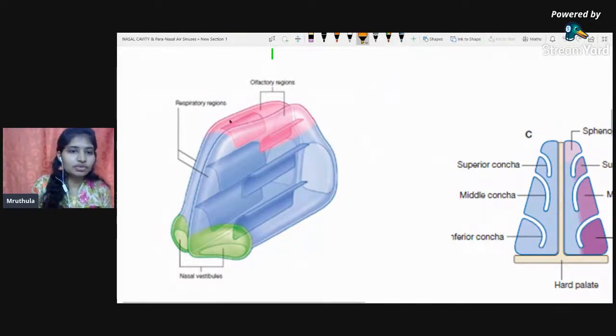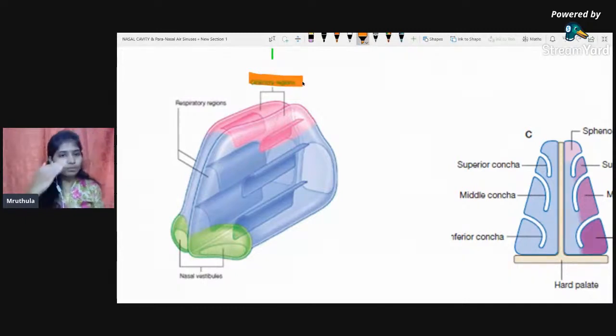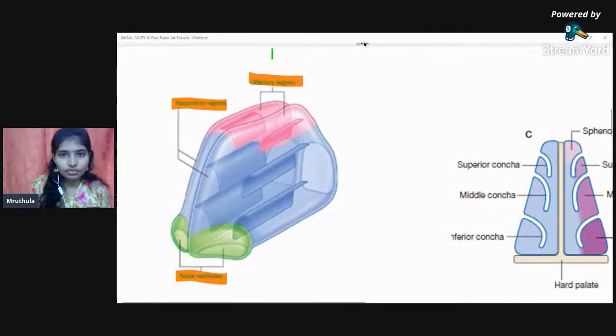First, on the top, I mentioned olfaction is a function. So the olfactory nerve endings are on the top so that they are close to the brain. So the olfactory region is on the top. The respiratory region is the major part, okay, that is the huge blue area. And finally, we have nasal vestibules. So in the vestibule, there is vibrissae or the hair. This helps in filtration.